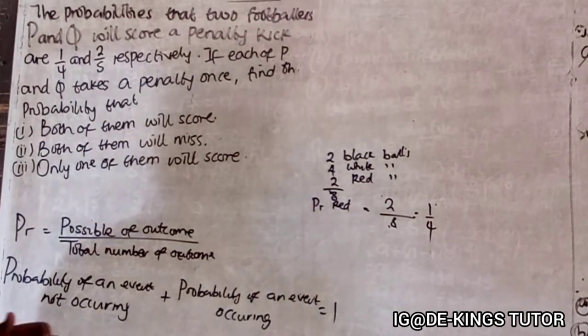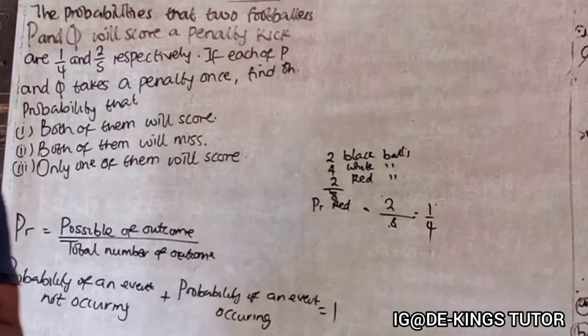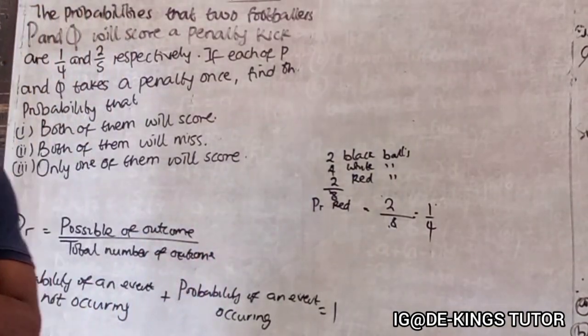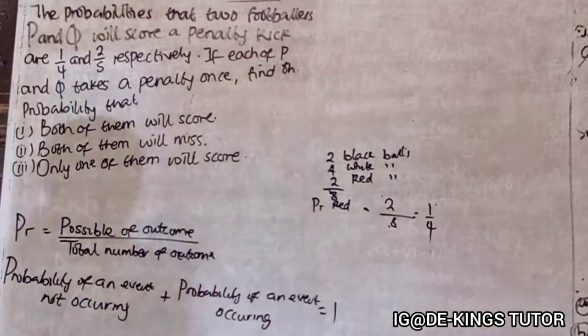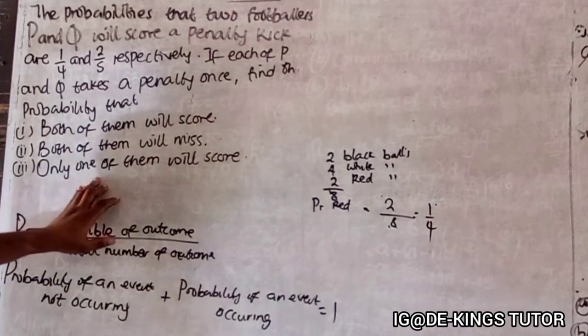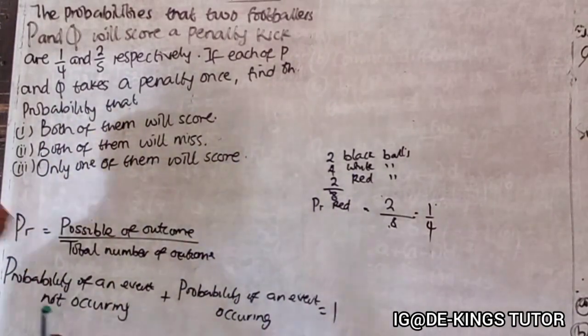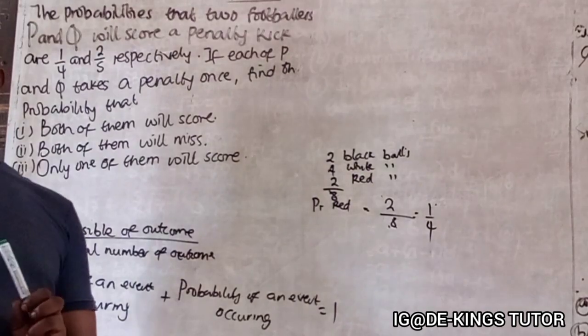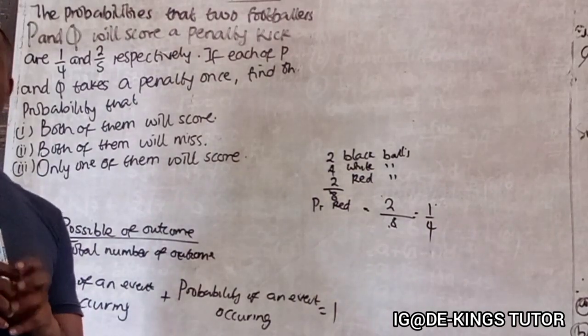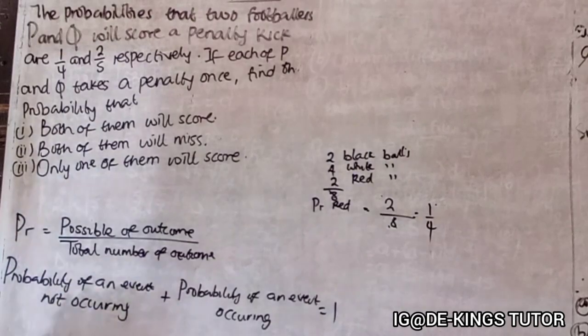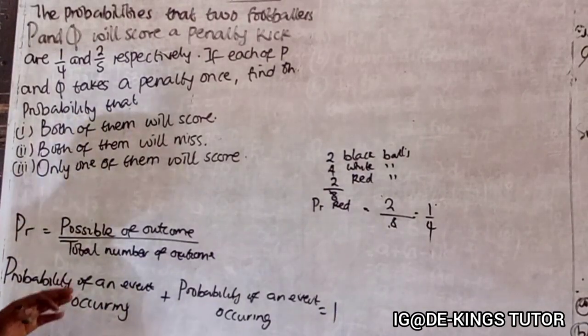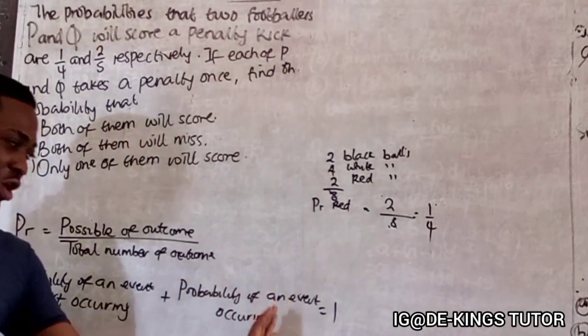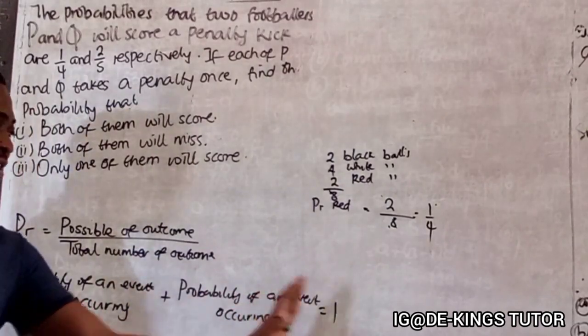Now, when it comes to probability, there's also what we call the addition and multiplication of probability. The addition has to do with a dependent, when one occurrence depends on another to occur. In addition of probability, you will see something like either or. You see either or, that's addition. Or is it neither nor, that's addition. So in this situation, it's the probability of an event occurring plus not occurring equals 1.